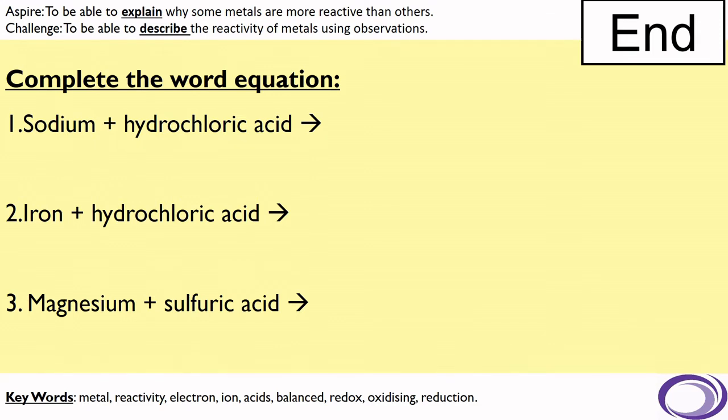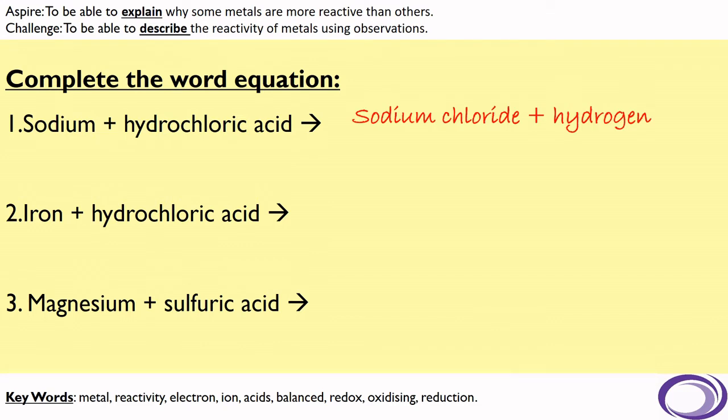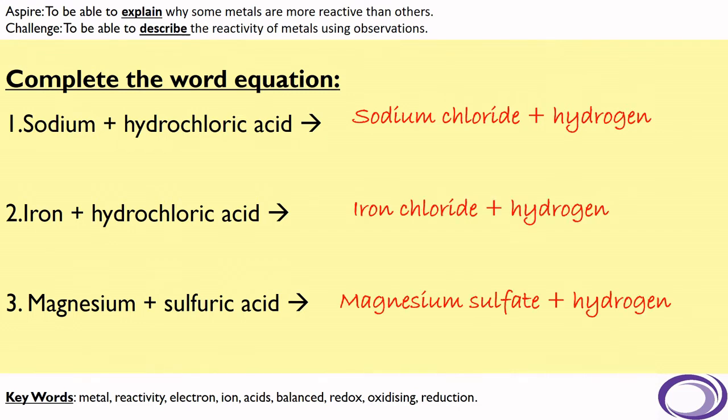When sodium reacts with hydrochloric acid, sodium chloride and hydrogen gas is formed. Iron and hydrochloric acid would form iron chloride and hydrogen. Magnesium and sulfuric acid will make magnesium sulfate and hydrogen.